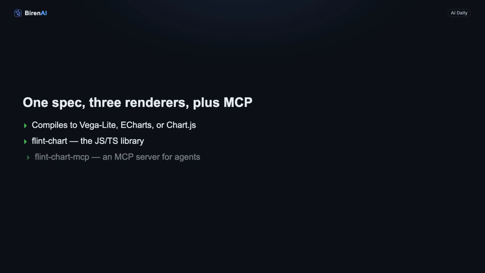And it's not locked to one backend. The same Flint input compiles down to native Vega-Lite, ECharts, or Chart.js specs, so you pick your renderer. It ships as 2 pieces: flint-chart, the JavaScript and TypeScript library, and flint-chart-mcp, an MCP server that lets an agent create, validate, and render charts directly from a chat or a coding session. It's open source on GitHub.